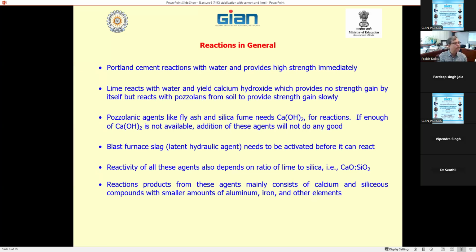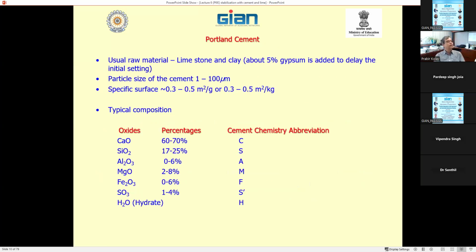The reaction product from any agent mainly consists of calcium and siliceous compounds with a smaller amount of aluminum, iron, and other elements. So this is Portland cement, as I mentioned. The particle size is 1 to 100 micrometers. I'm not going to talk about how the cement is produced. Basically, it's limestone and clay put in a clinker at high temperature, and it rotates. And then obviously we add some gypsum to delay the initial setting time.